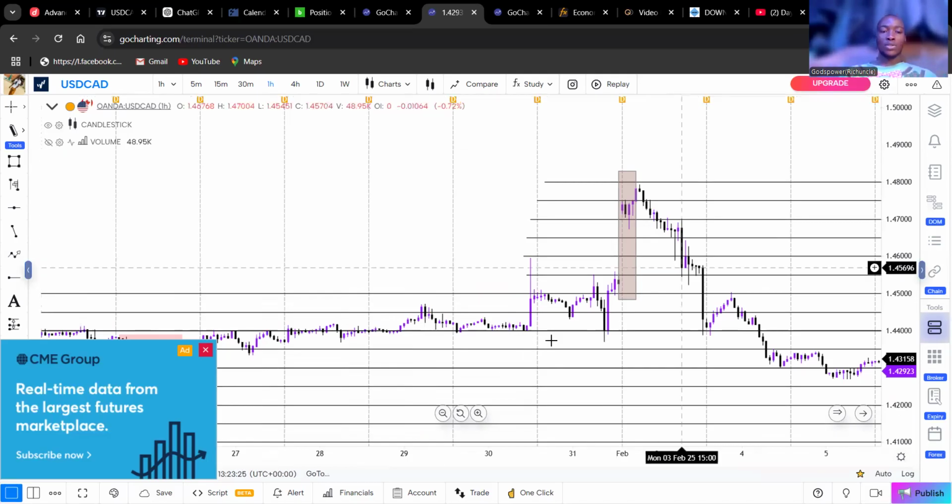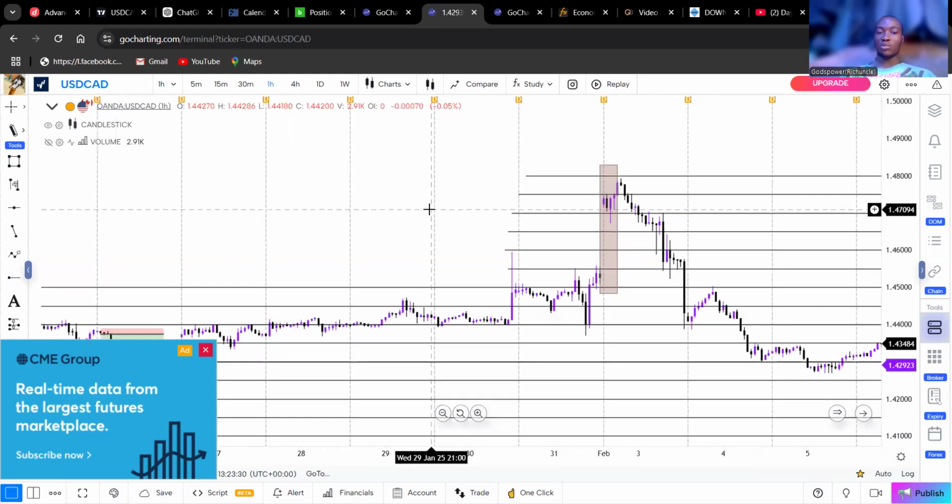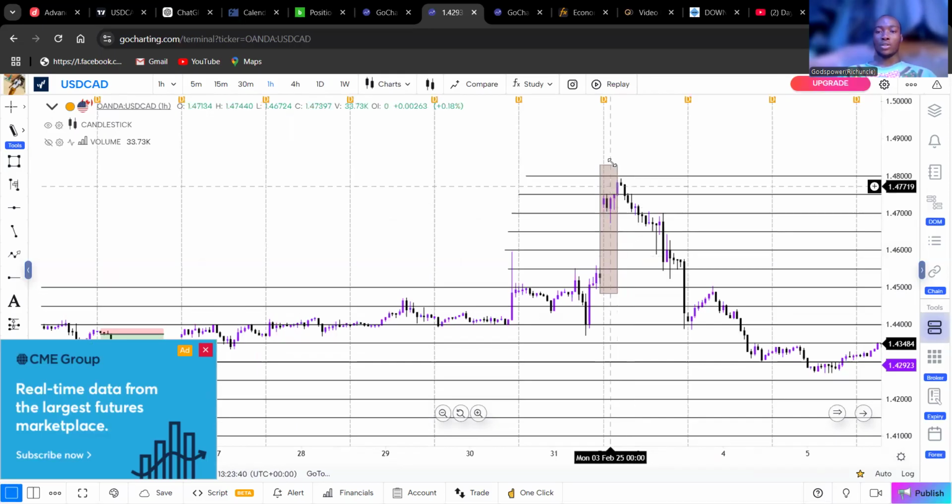Now, whenever you wake up to see a gap in the market, it simply means there's a lot of money to be made within a short period of time. So as you can see, when the market opened with a gap, it was a very good opportunity to make a crazy amount of money.